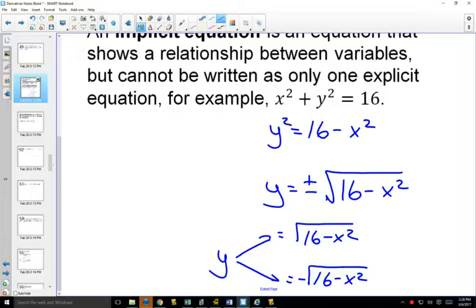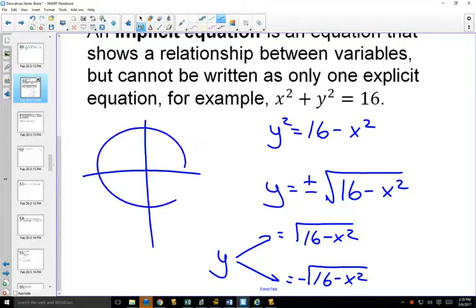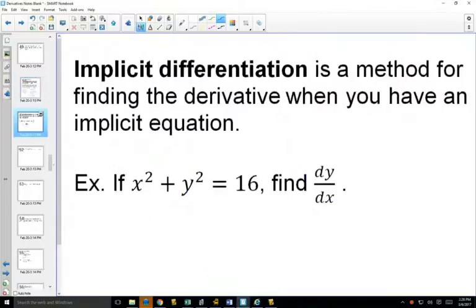And if you were to graph this, this would make a circle with a center at 0 and a radius of 4. Now, when you have these kind of equations, you can do implicit differentiation. You can still find the derivative of them, even though you have two different variables.